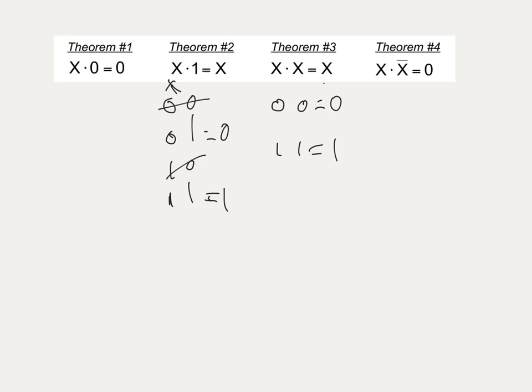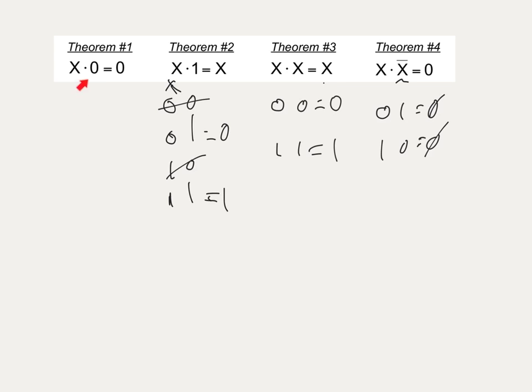My last theorem here says that anything ANDed with its inverse is a 0. And the only times I can have that is 0, 1 and 1, 0 on an AND gate. 0, 0 and 1, 1 don't count. So if I've got 0, 1 and 1, 0, both of those on an AND gate result in a 0. So George Boole noticed, well, if that's the case, then these have to be 0. So anything ANDed with its inverse is a 0.